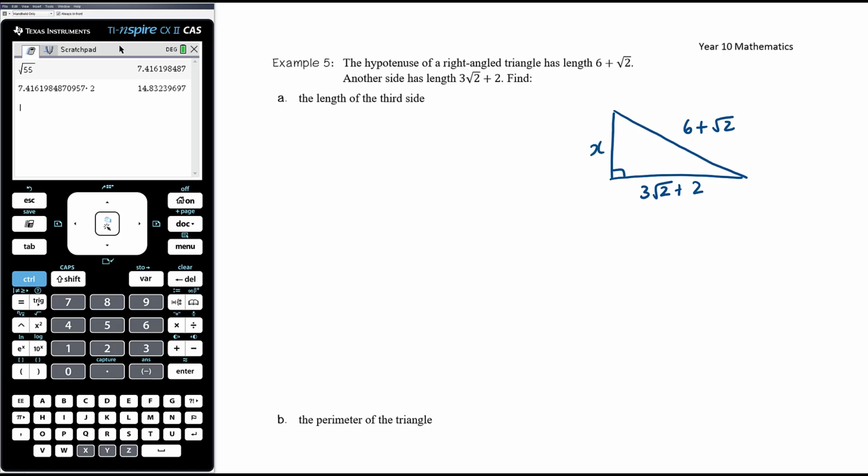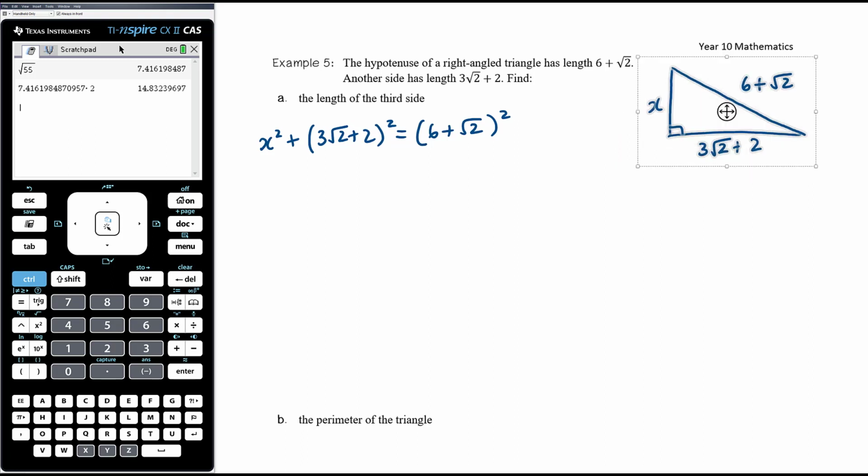If we call that x, we can use Pythagoras. So we know that x squared plus 3 root 2 plus 2 squared has to equal 6 plus root 2 squared. I'm just going to move that off there and make it a bit smaller to give me a bit of room here.